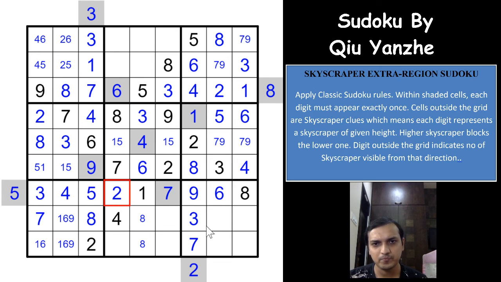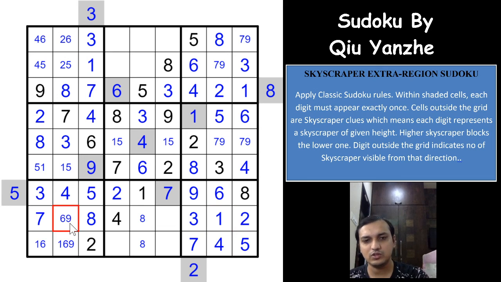And the 4 digits remaining are 1, 2, 4 and 5. 5 and 2 cannot be here, so 2 and 5 will have to be here. Because of the 2 we get a 5 here, a 2 here, and 1 and 4, 1 and 4, and because of the 1 we eliminate 1 from this cell, 6 and 9, right? Because of the 8 we can eliminate an 8 here and get an 8 here, right?